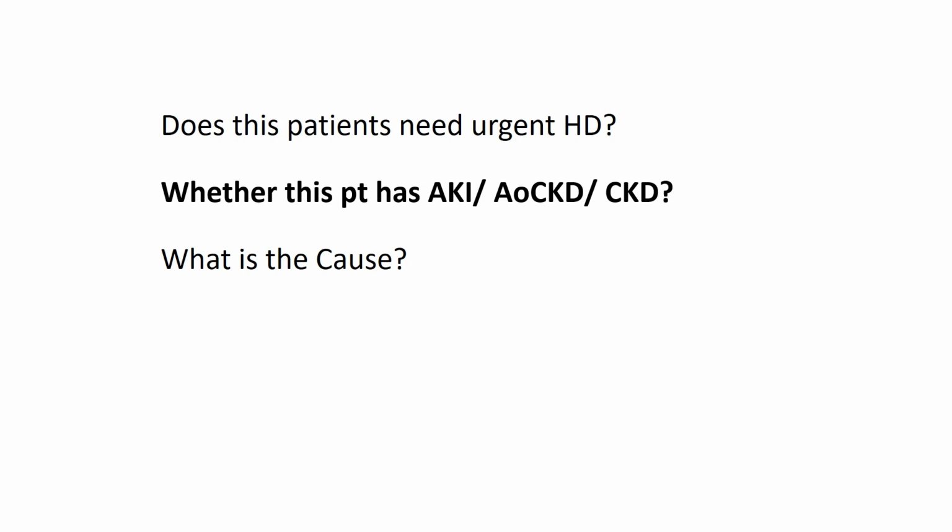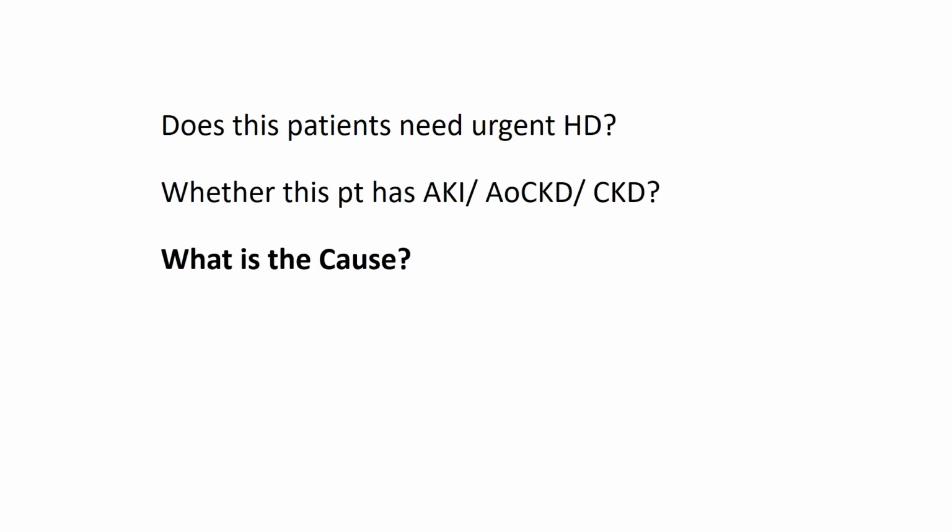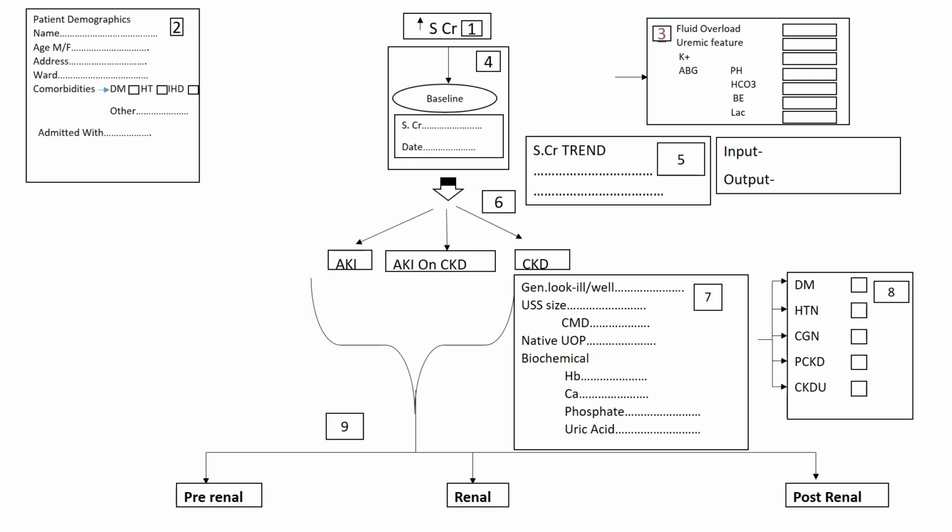The next important thing is that AKI or CKD is not the diagnosis. We need to identify what has caused the renal impairment. We have studied in medical school that causes can be pre-renal, renal, or post-renal.